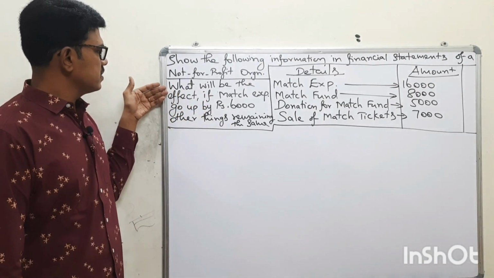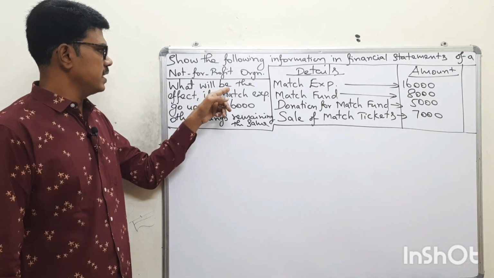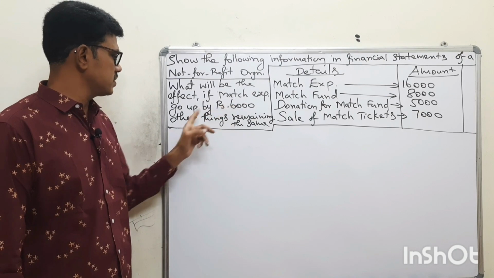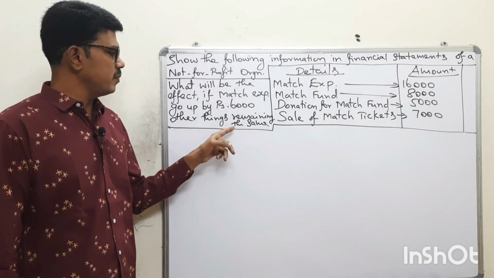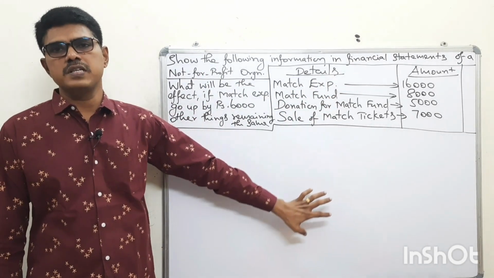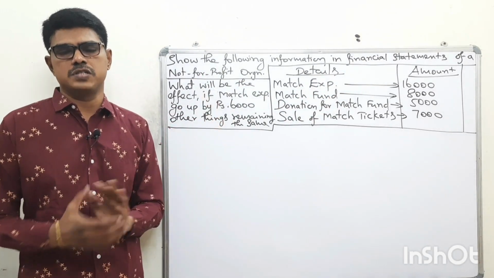Apart from that, they have given us some details. What they have asked us is a question: what will be the effect if match expenses go up by rupees 6,000, other things remaining the same? After working out these values in the income and expenditure and balance sheet, we can proceed to this question, right?